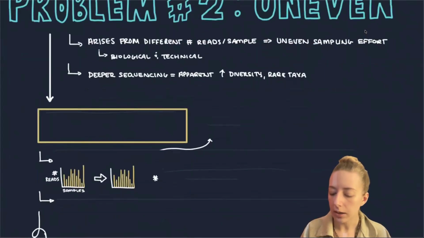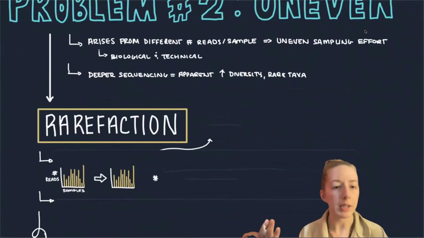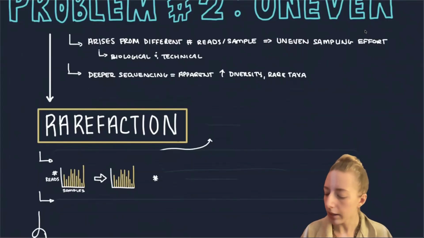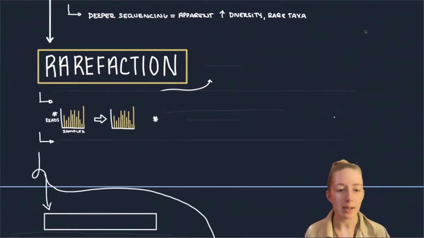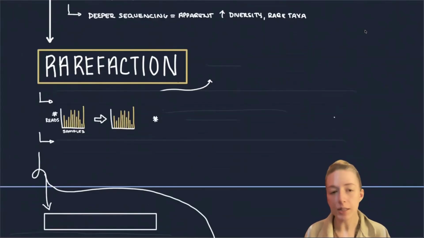A way to address this is called rarefaction. This is controversial, but still widely used, but it's used in specific ways. So you can't just apply this, and that's a general rule for all these types of data adjustment techniques, that everything is really context dependent. It requires a justification.